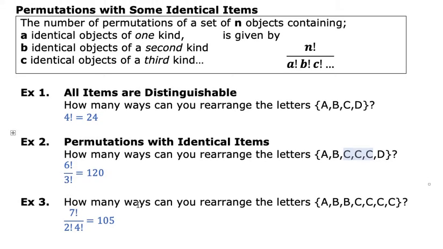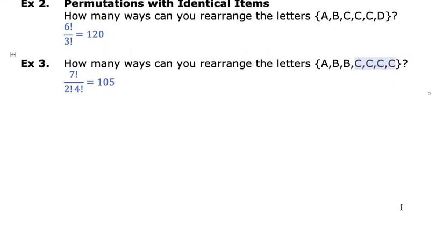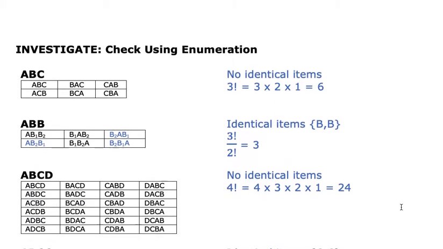Last example, how many ways can you rearrange the letters A, B, B, C, C, C, C? So notice there's repetition of B's and repetition of C's. In the numerator of our formula, we're counting the total number of objects. So 1, 2, 3, 4, 5, 6, 7 items. And the 2 factorial in the equation represents the 2 B's, which are indistinguishable. And then the 4 factorial represents the C's, which are repeated or indistinguishable.